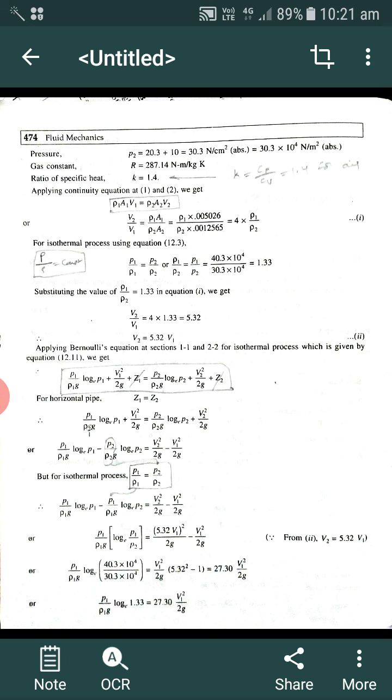Substitute the values of P1 and P2. Therefore, you will get rho 1 by rho 2 as 1.33. Substitute this value of rho 1 by rho 2 in the above equation. So V2 by V1 is 5.32, or V2 is equal to 5.32 into V1. Call this equation 2.